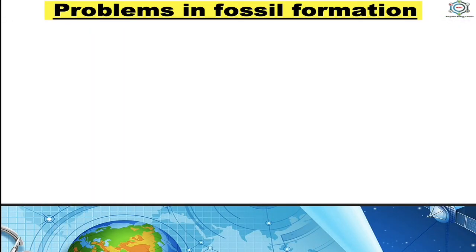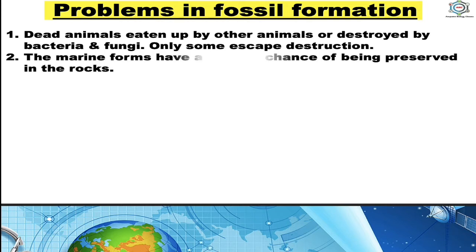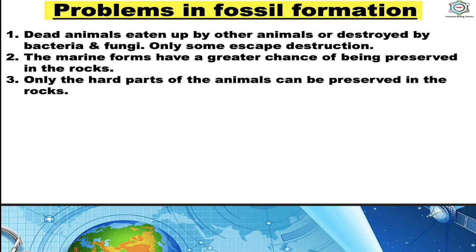Now, the problems in fossil formation. Man's knowledge of fossils is mere. In fact, it can never be perfect due to certain problems in the formation of fossils. These are cited below. The first one is that dead animals are eaten up by other animals or destroyed by bacteria and fungi. Only some escape destruction. Next, marine forms have a greater chance of being preserved in the rocks. Many animals have died on the land, never reaching the ocean for fossilization.